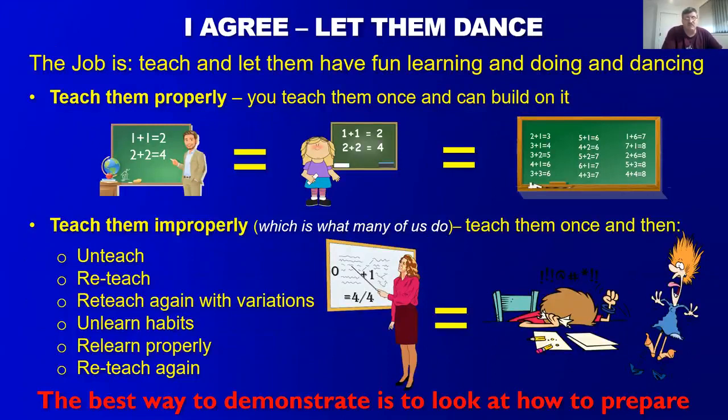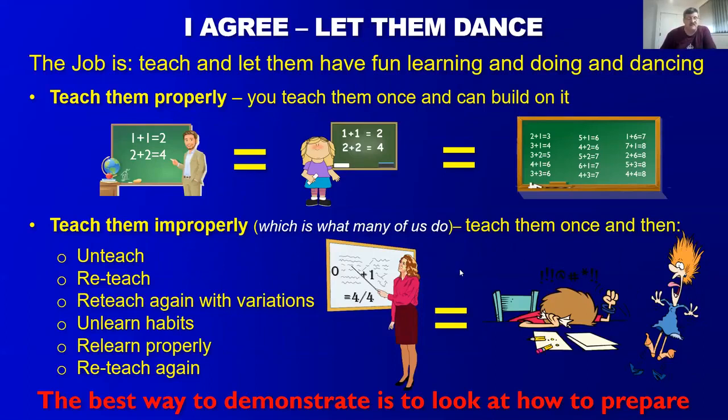If you teach them improperly, you have to unteach it. Or sorry, first you have to teach it, then you have to unteach it, then you have to reteach it with differences, then you have to unlearn the habits that you taught the first place, then you've got to relearn new habits, and then you've got to reteach the whole thing again. Now, I thought about that process, and I thought, well, the best way to figure it out is to pick a movement, look at the choreography for that particular movement.